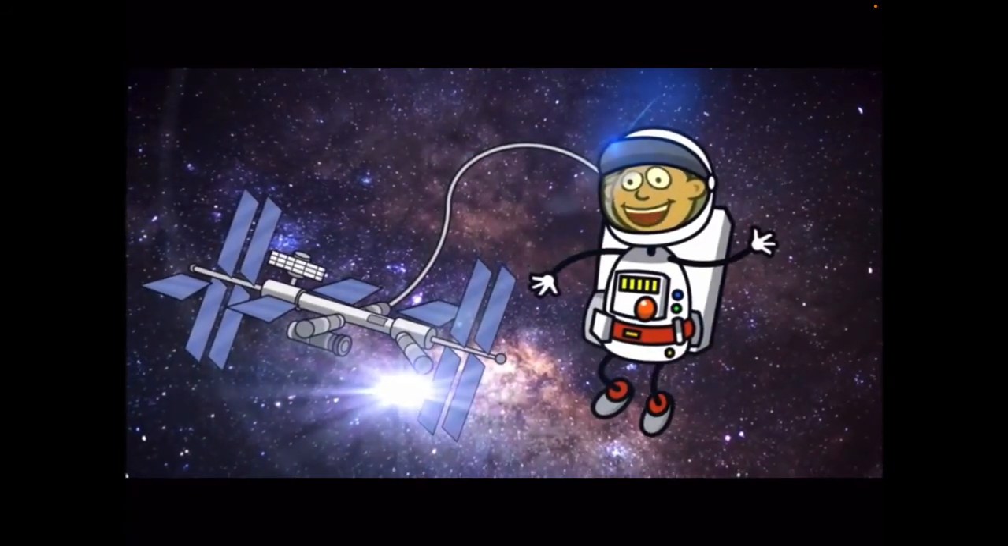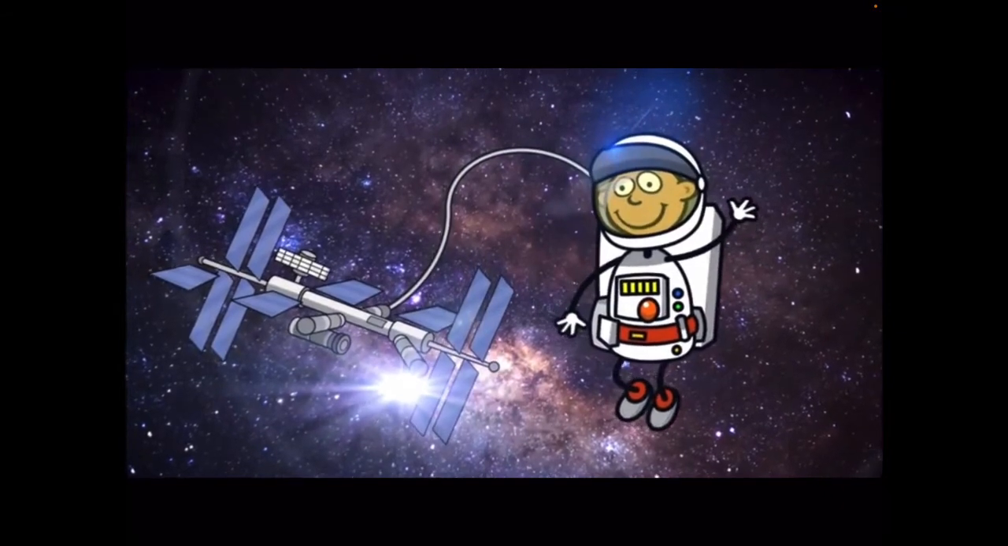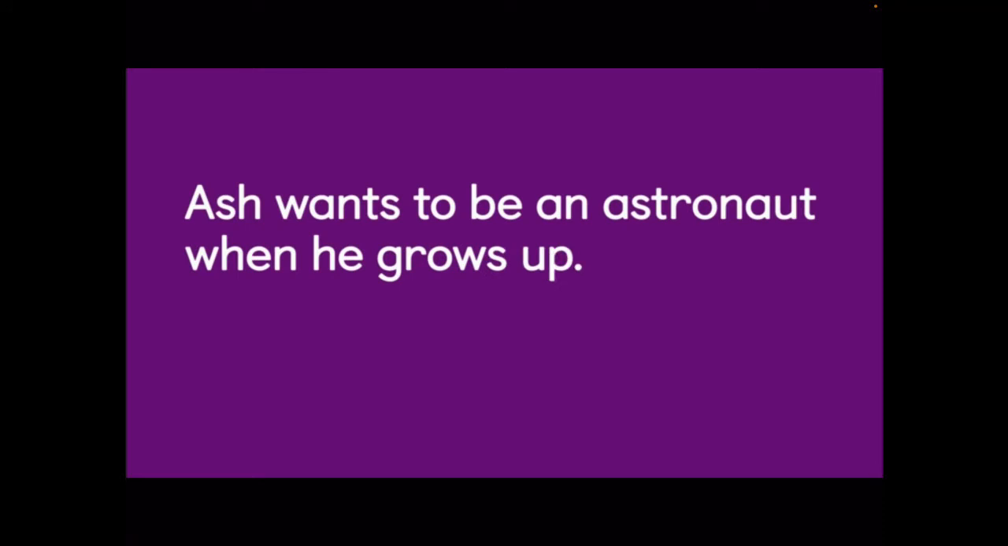Ash wants to be an astronaut when he grows up. This sentence has two parts. The first tells us that Ash wants to be an astronaut. It's the main part because it could be used as a sentence on its own. The second, when he grows up, couldn't be used on its own. It only helps to give more information about the first part. In this sentence, it tells us when he wants to be an astronaut.